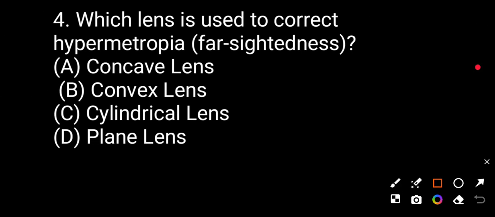Question number 4. Which lens is used to correct hypermetropia or farsightedness? Concave lens, convex lens, cylindrical lens, plane lens. Correct answer will be convex lens. Option B is correct.